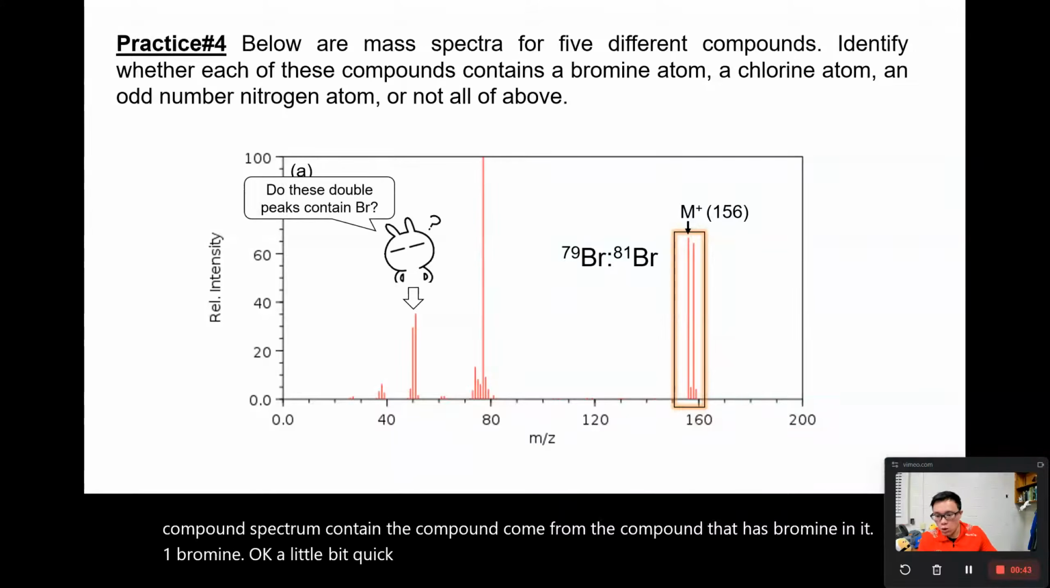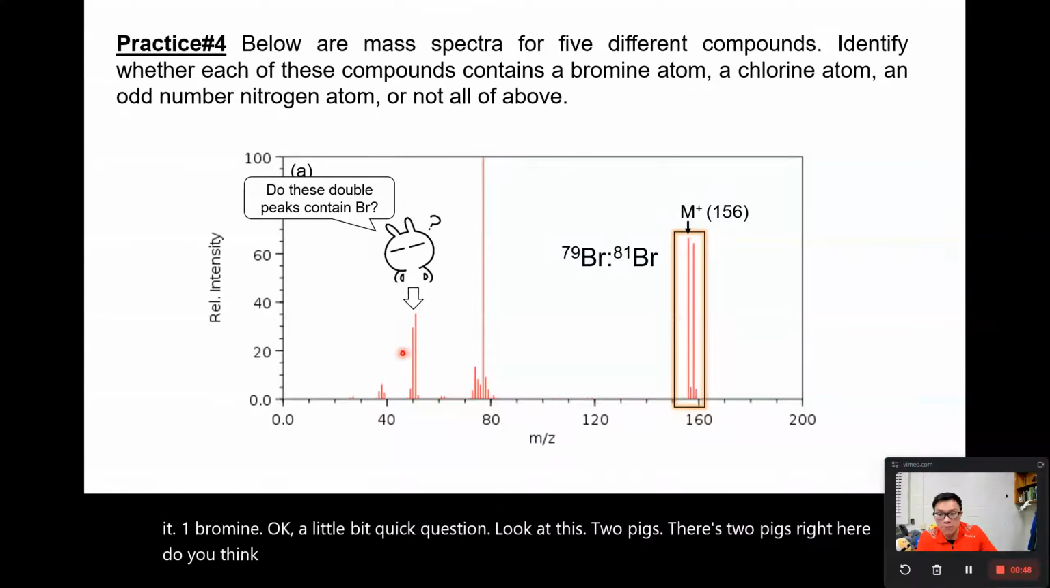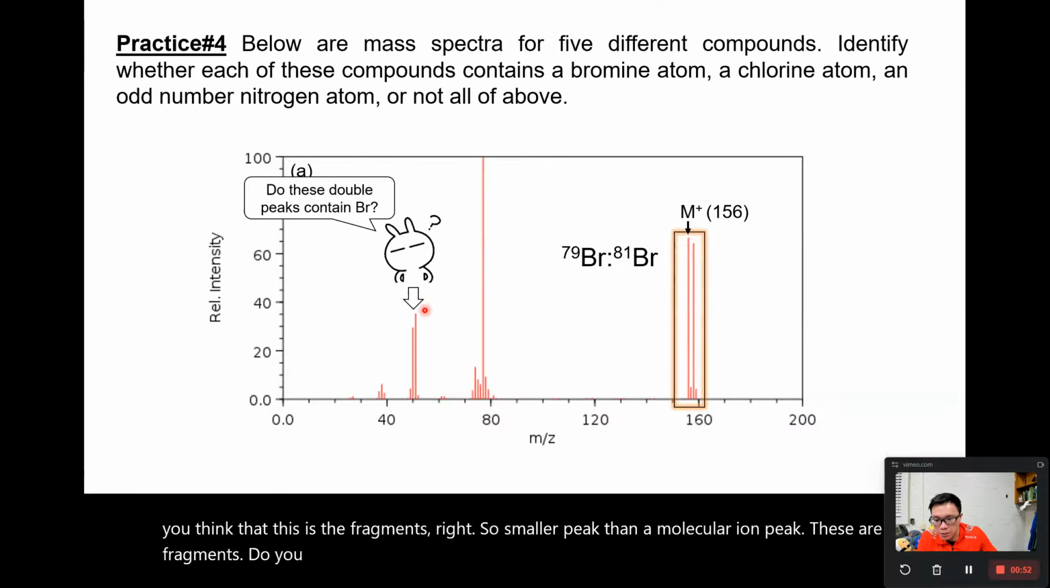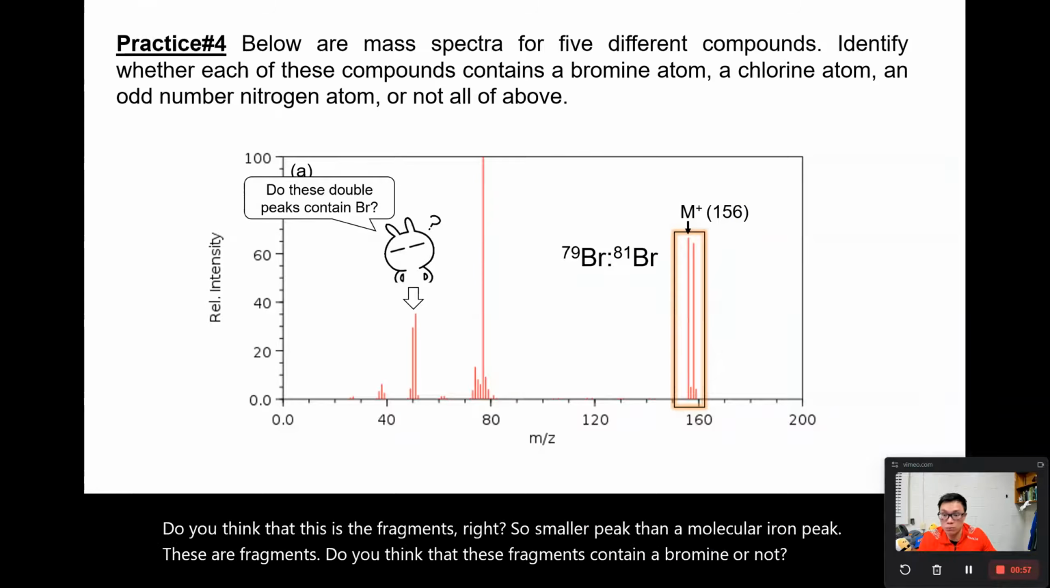A quick question. Look at these two peaks. There are two peaks right here. Do you think that these are fragments? They're smaller peaks than the molecular ion peak. These are fragments. Do you think that these fragments contain a bromine or not? No. First of all, no.